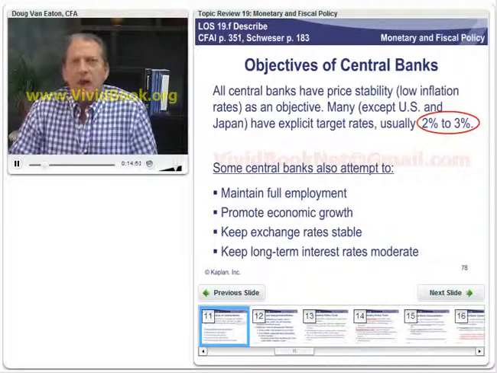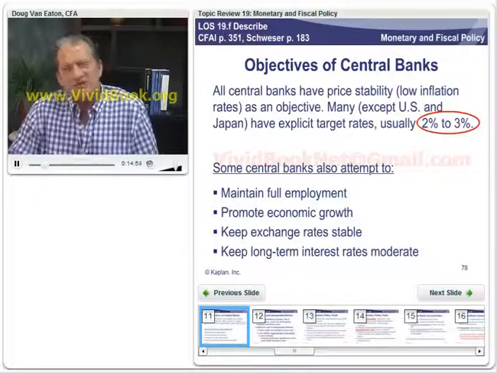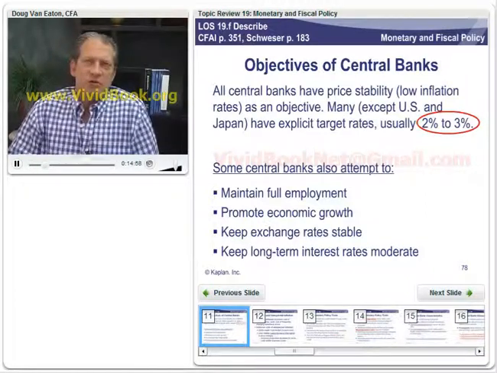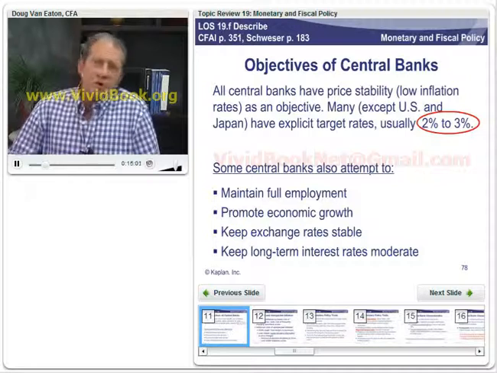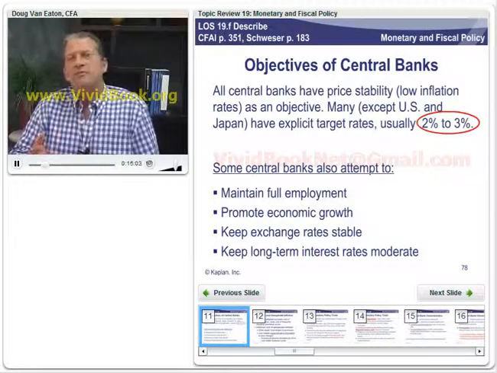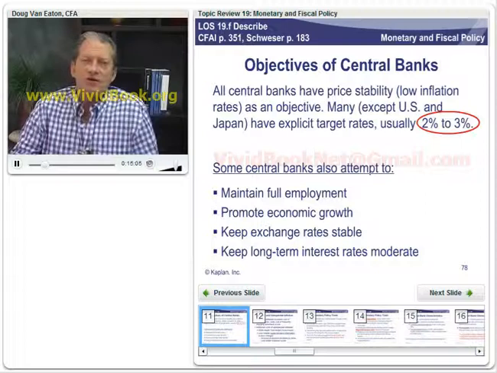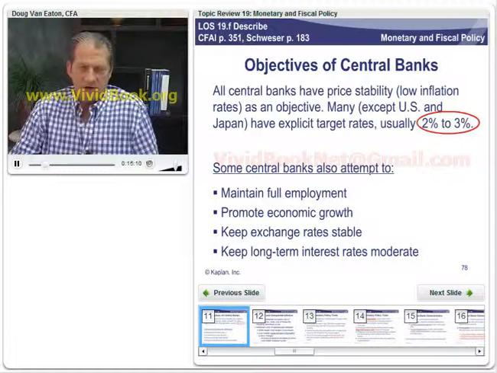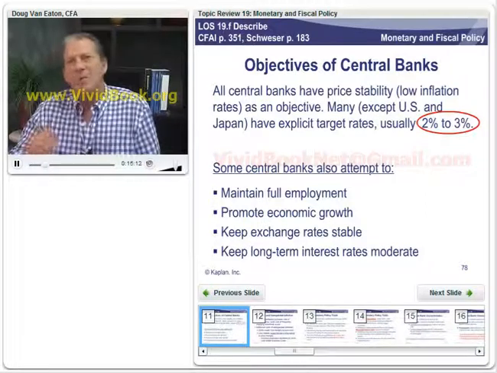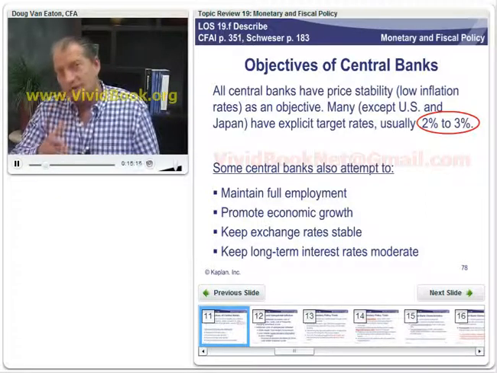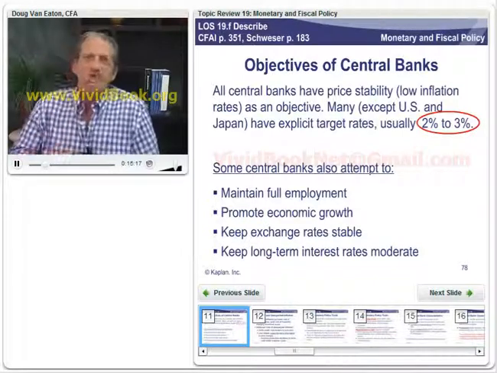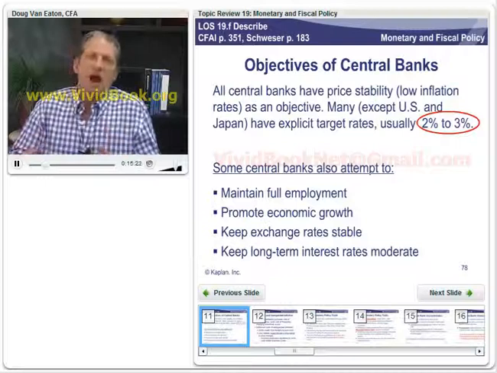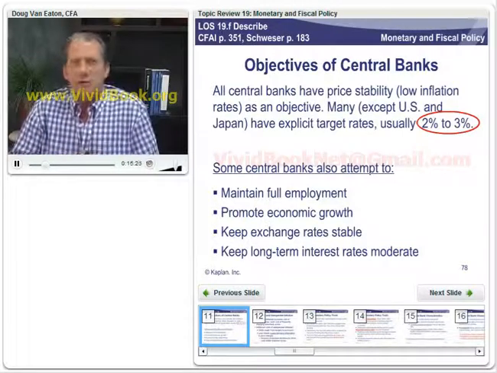Now, many have explicit target rates. The U.S. and Japan don't, but most do. Most central banks have an explicit target rate, usually 2 or 3%. Reason it's 2% is because, as we mentioned in an earlier session, deflation is to be avoided. Central banks don't want deflation. So they set the target above 0. So that's why the target isn't 0. If the target were 0, I guess we'd be above it sometimes and below it sometimes. And so this is thought to be some sort of an optimal target rate for inflation.